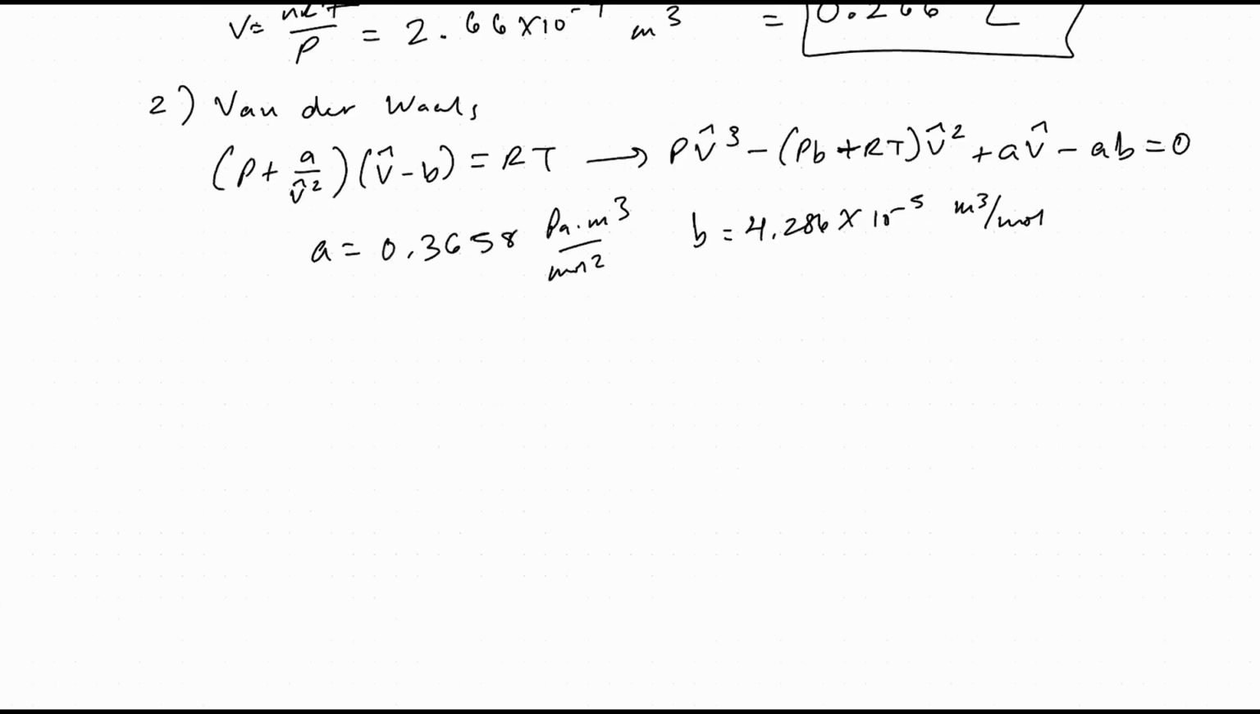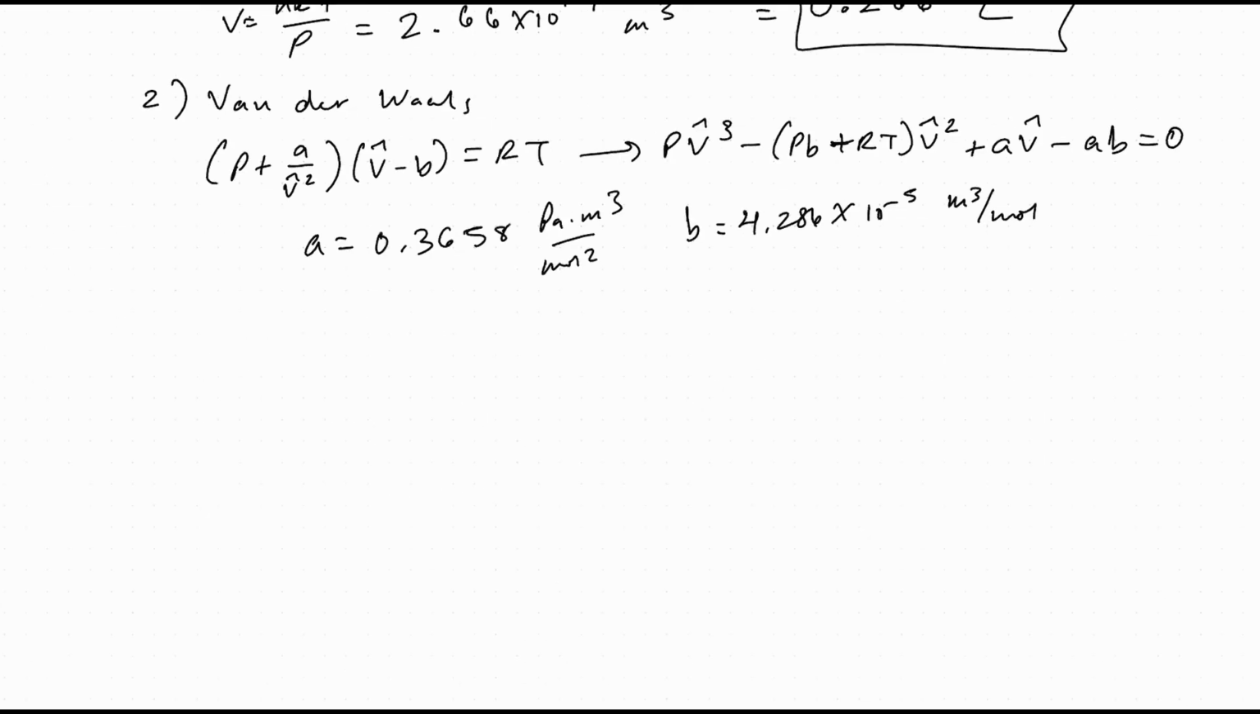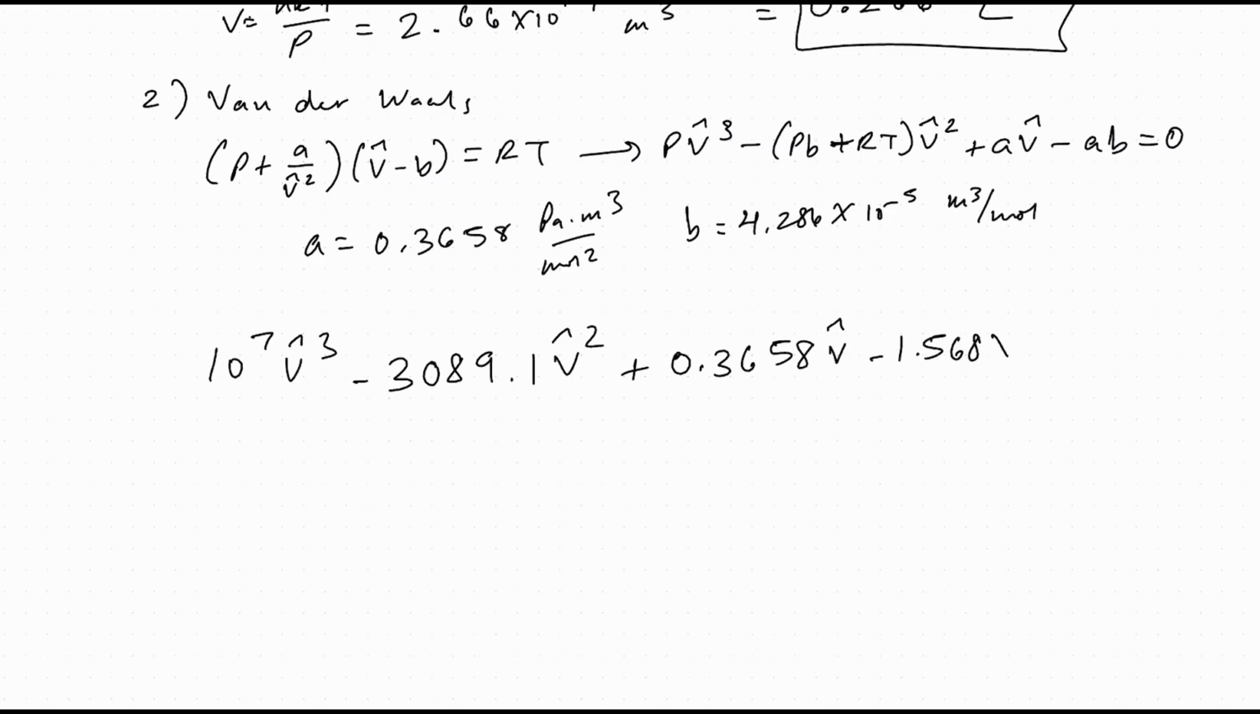So if you plug in these values plus the values we had earlier, the cubic becomes 10 to the 7th V hat cubed minus 30,089 V hat squared plus 0.3658 V hat minus 1.568 times 10 to the minus 5. This is equal to 0.